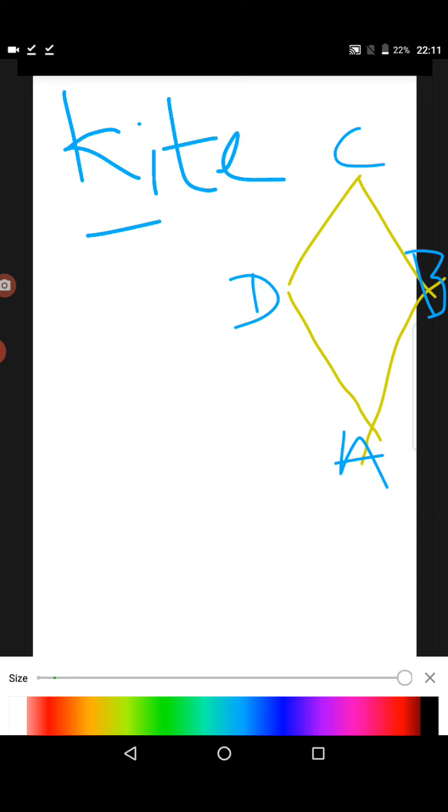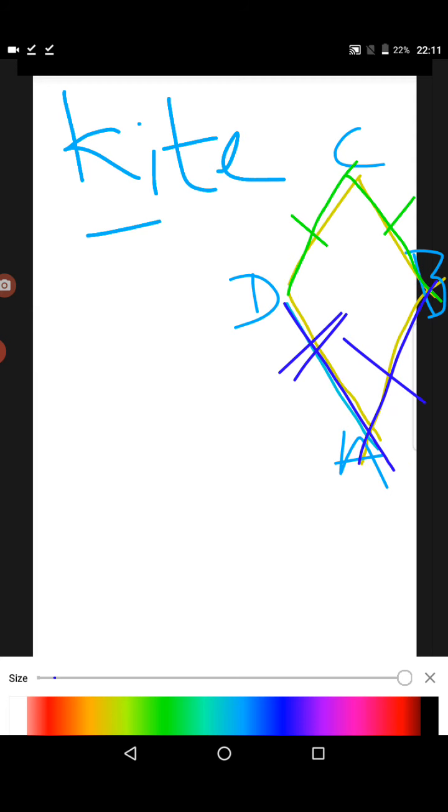Two pairs of adjacent sides are equal. Adjacent sides are nothing but next to next. So these two are equal. Two pairs they have told, right? So next to next, we are marking like that. Another two sides I will mark with another color, and these two are equal. But opposite sides are unequal. That we can say by seeing it. These two are not equal, these two are not equal, like that.